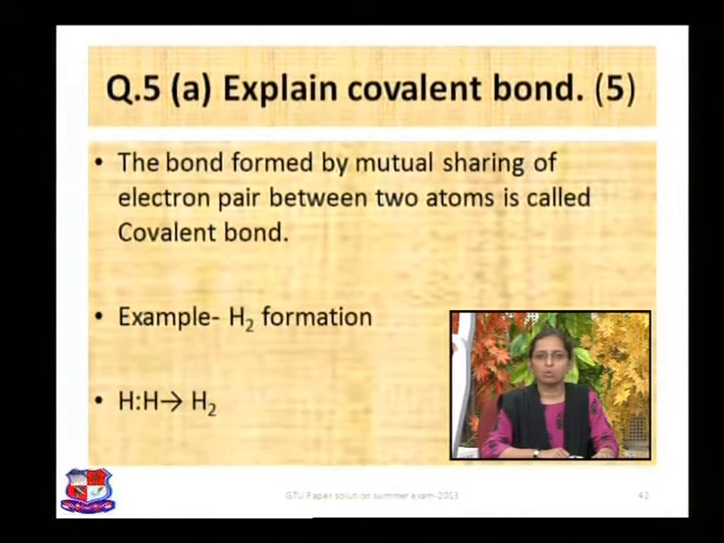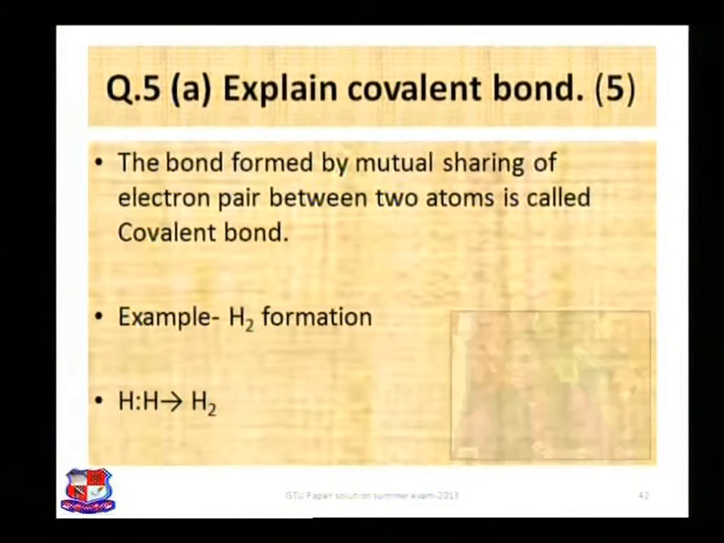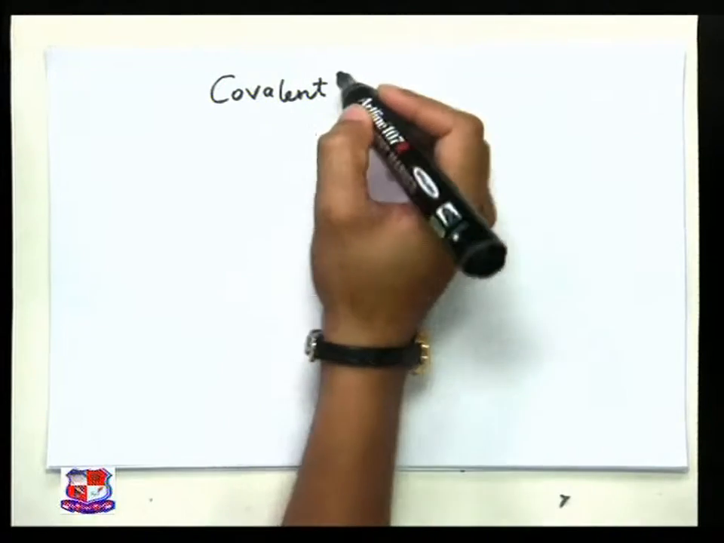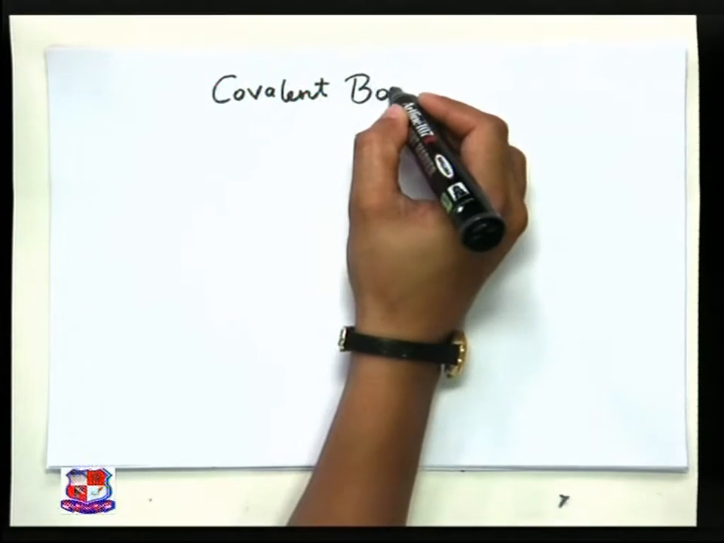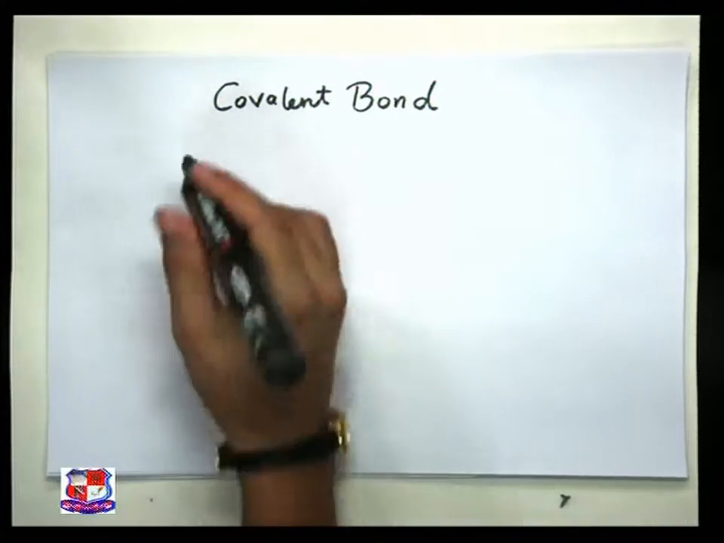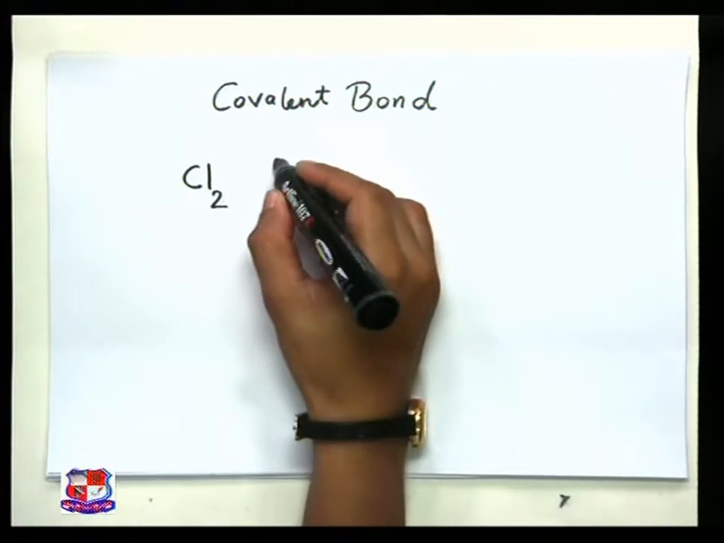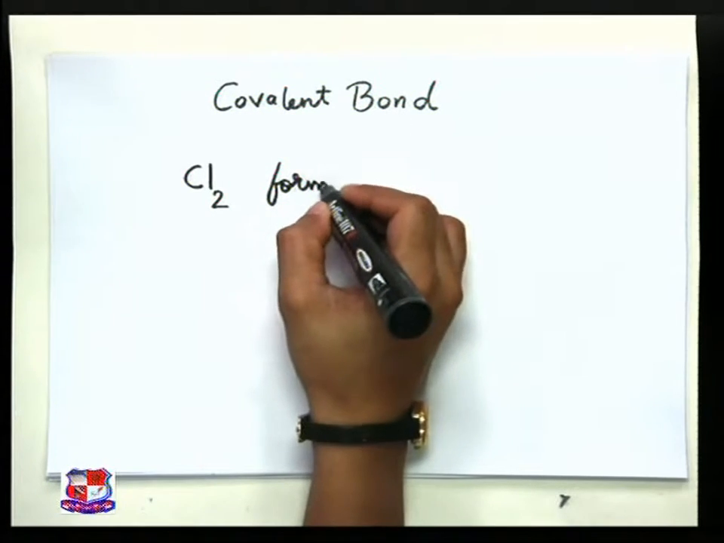To explain the covalent bond, let us try to understand that also. See, you can see here in the covalent bond, you can take up the example here specially, that is Cl2 formation. Okay, so how you are going to explain this formation?